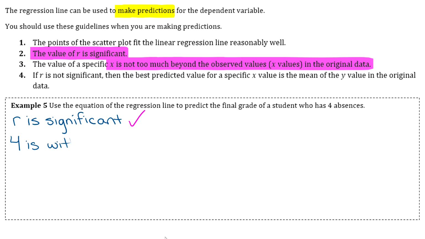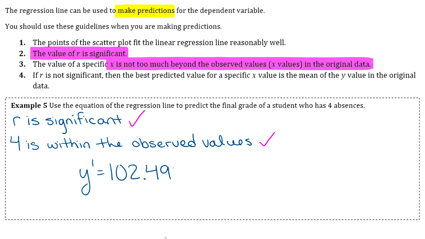And then you also want to check whether or not 4 is within the observed values. Like I said, they ranged from 2 to 15. So 4 is within there. So we can definitely use the regression line to predict this. All you have to do is make 4 your X and just simply plug it in. So this is super easy. Our regression equation was 102.493 minus 3.622x. So just replace the x with 4 and then figure out in your calculator what that actually equals.